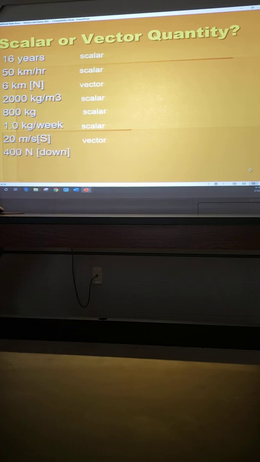400 newtons, we haven't talked about the newton yet. 400 newtons down. Newtons of force? Yes. 400 newtons pulling down. Down is a direction, vector. Okay, very nice. So it doesn't always have to be a cardinal direction, like north, south, east, west. Sometimes it can be up, down, left, right.